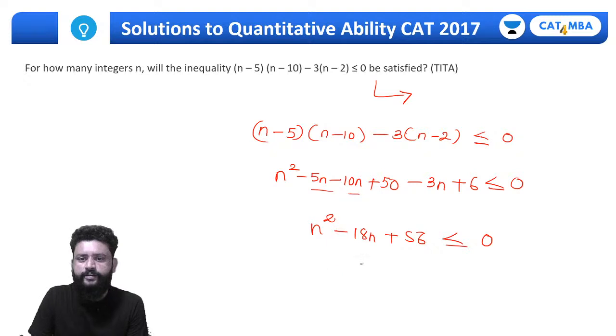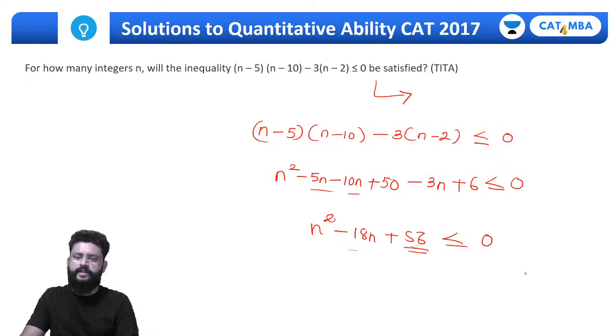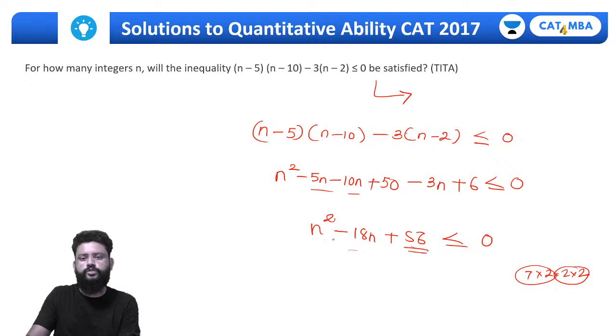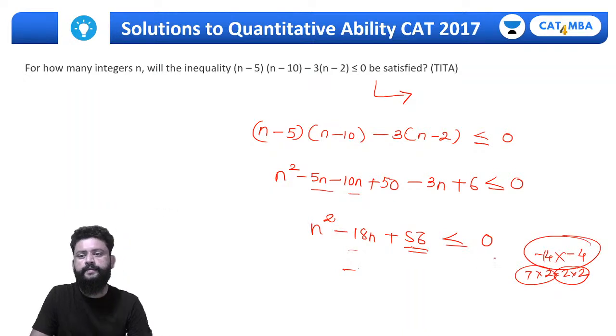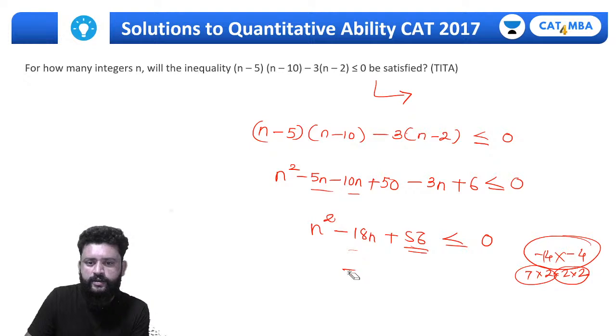So what are the roots of the quadratic equation? 7 8s of 56 होता है, तो 7 into 2 into 2 into 2, 7 8s of 56. So if we do 14 and 4, roots are minus 14 and minus 4. अगर हम multiply करते हैं तो हमें मिलता है 56. Addition will be minus 18. So value of n will be 14 or 4.